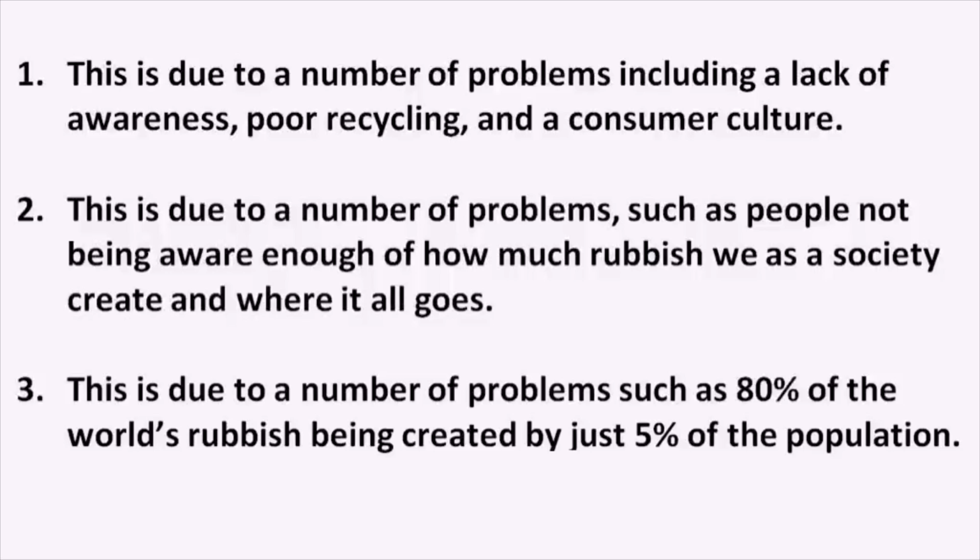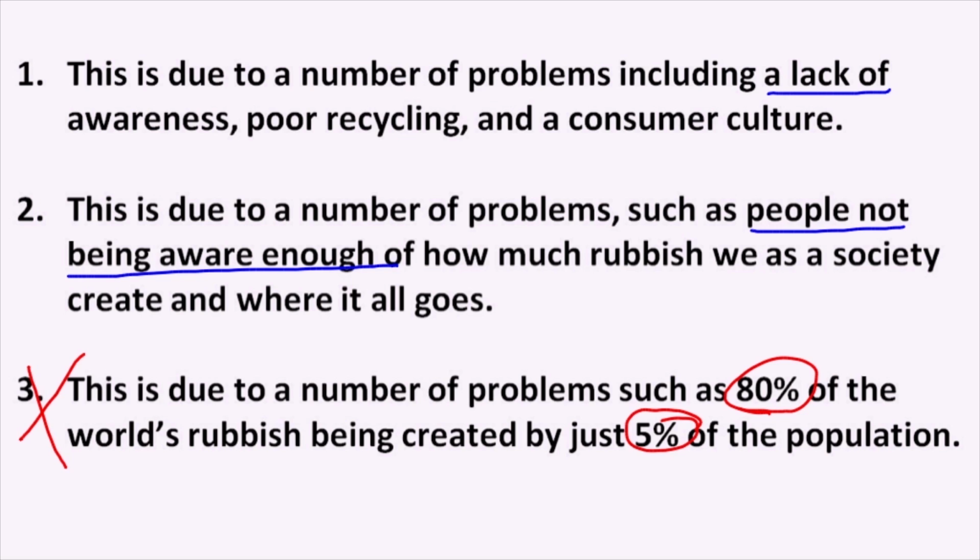of the population. Okay, so the third one isn't great because it goes into really specific details, which is unnecessary in an introduction. We don't need these numbers, for example. The second one gives one general example, so it talks about people not being aware enough. But the first one is actually the best one because it gives a few different examples: a lack of awareness, poor recycling, and a consumer culture. And these examples can be expanded upon in the main body of the essay. So this one is the best one.